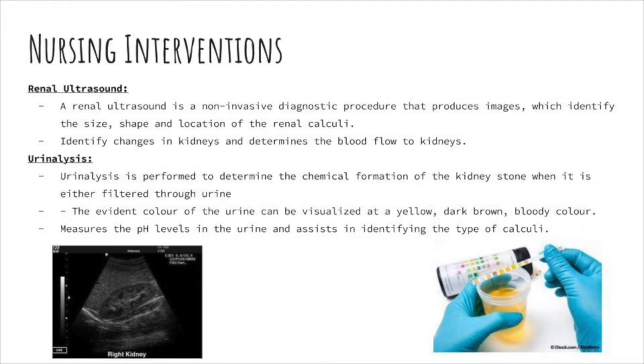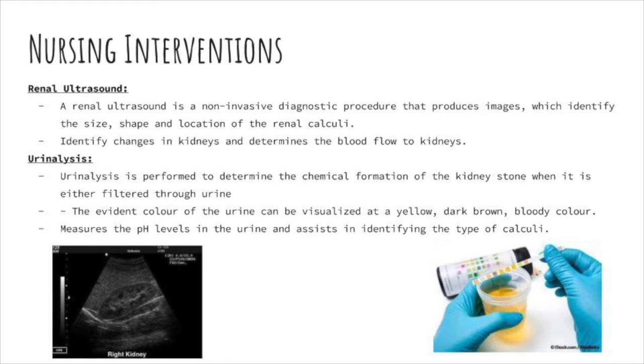A urinalysis. Urinalysis is performed to determine the chemical formation of the kidney stone when it is either filtered through the urine excretion or removed from the urinary tract. The urinary test is completed and evident in Peter's urine are red blood cells, white blood cells, and crystals, which are signs of infection, and it can also be used to determine the pH level of the urine. The evident colour of his urine can be visualised as a yellow, dark brown, bloody colour.